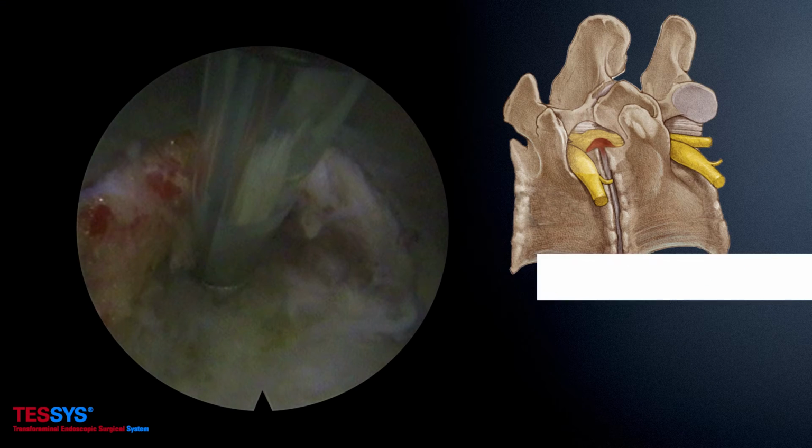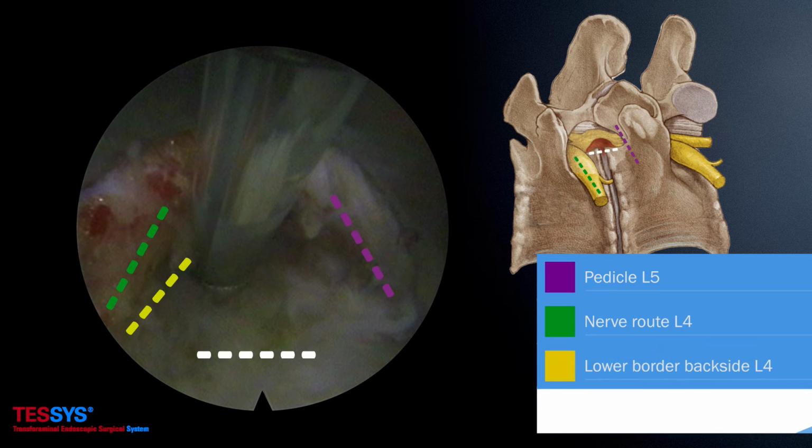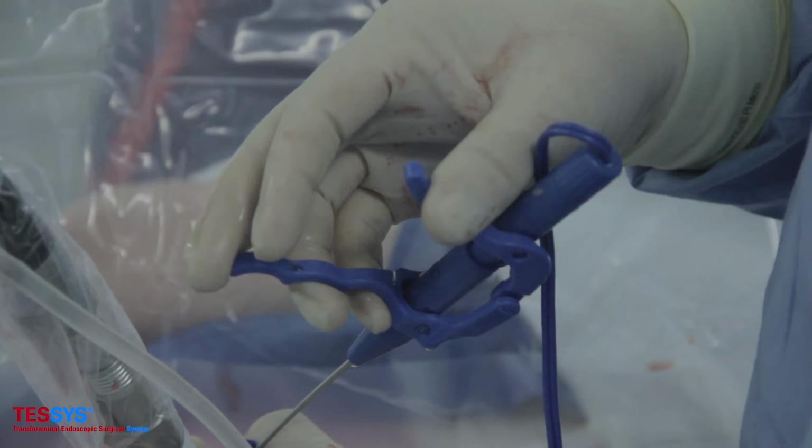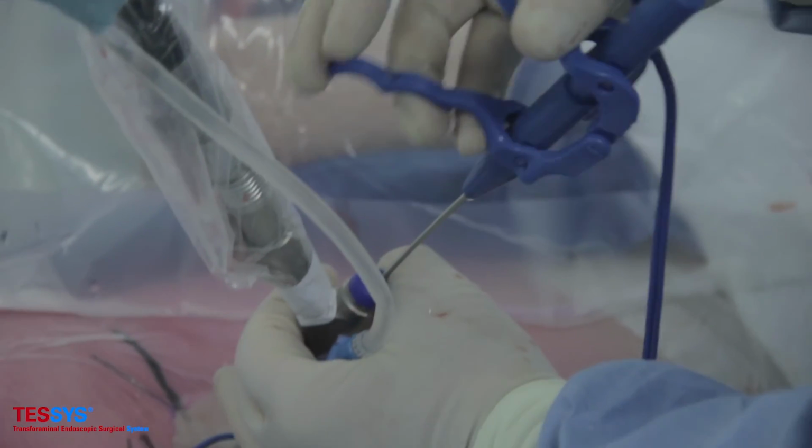Now the pedicle of L5 should become exposed and then more medially the exiting nerve root L4 and below the nerve root the lower backside of the vertebral body L4 and the borders with the disc L4, L5. Small bleedings can be stopped with a radiofrequency probe.